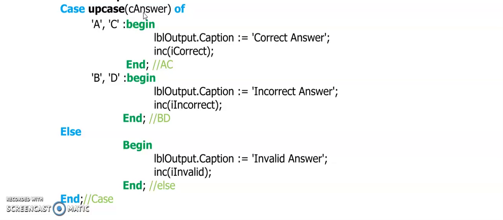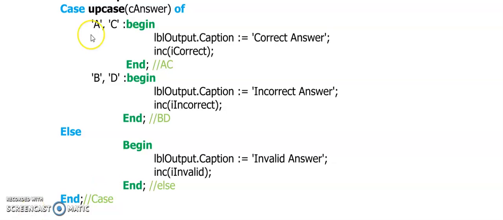So this is an example of where there were two correct answers for, let's say, a multiple choice question. And if they selected or if they entered A or C, then my output would be correct answer, and I'm counting whether they had a correct answer. And B and D is the incorrect answer, and I'm counting my number of incorrect answers. Any other answer besides A to D will go to my else, and I'm displaying invalid answer and also counting them.